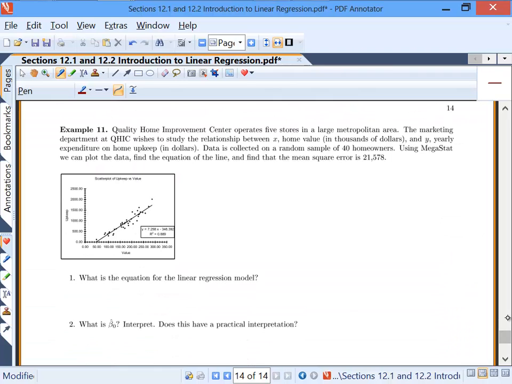We have one more problem. So what is our equation? Oh, I guess we should start the problem. Let's see, so we're going to study the relationship between X, which is home value in thousands of dollars, and Y, which is yearly expenditure on home upkeep in just dollars. Data is collected on a random sample of 40 homeowners. Using NextStat, we can plot the data, find the equation, and find that our mean square error is 21,578.